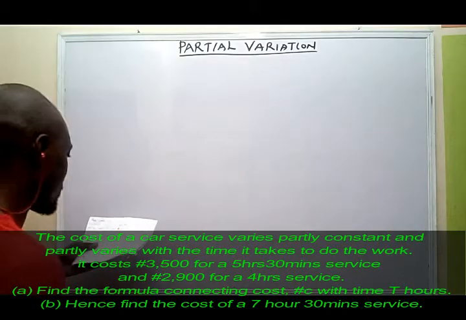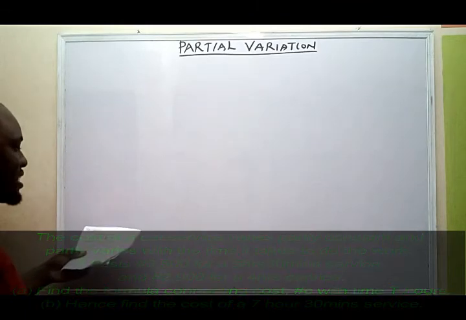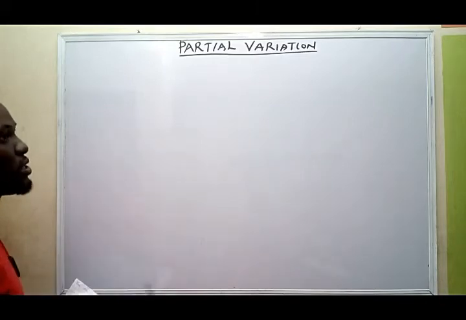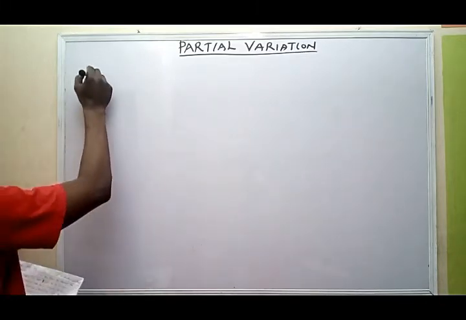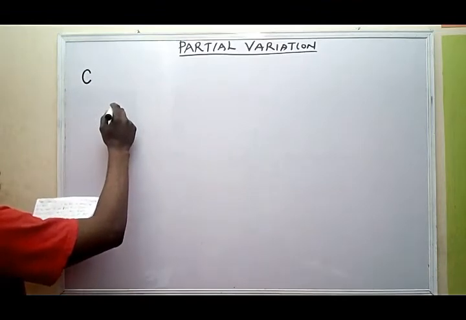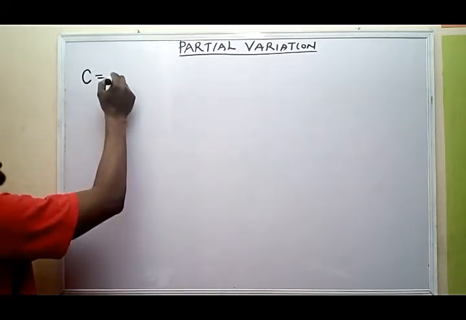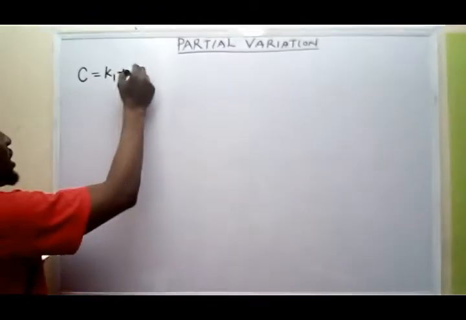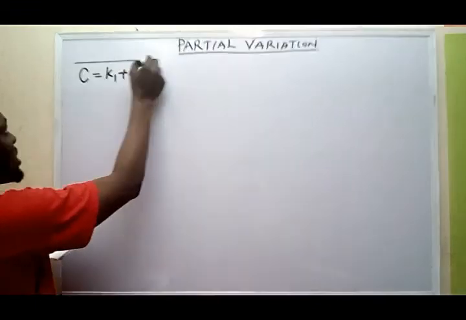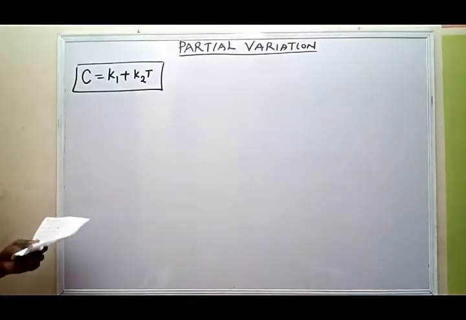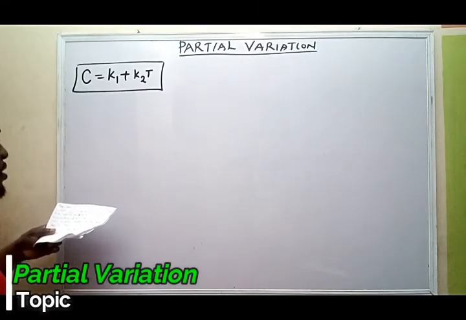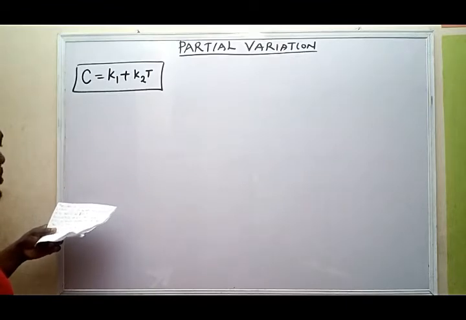We're going to write a mathematical expression for this. So the cost of car servicing is partly constant and partly varies with the time it takes to do the work. So the mathematical expression is the cost of car servicing is partly constant, k sub 1, plus partly varies with the time it takes to do the job, k sub 2t. So this is the expression for this partial variation. Now the question says that it costs 3,500 for a 5.5-hour service and 2,900 for a 4-hour service.